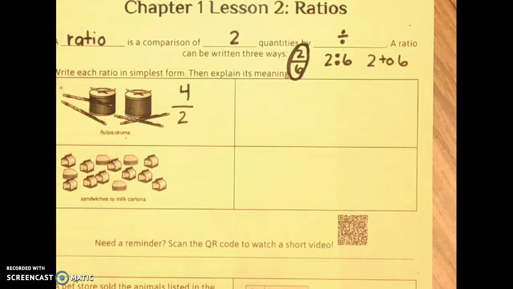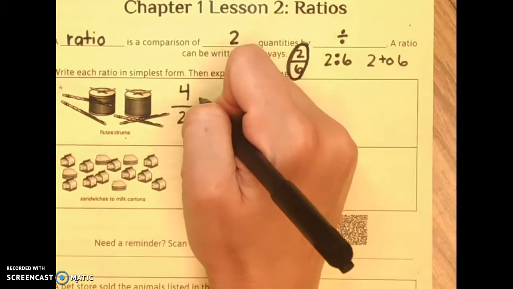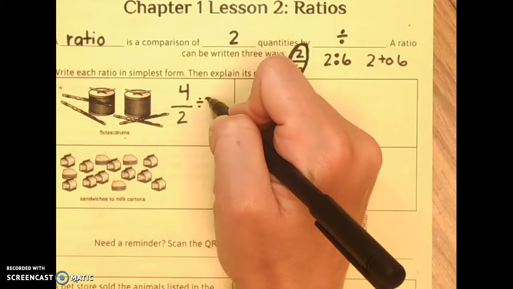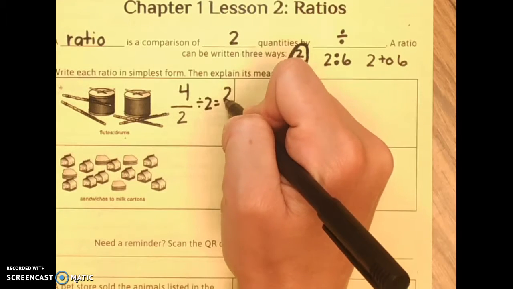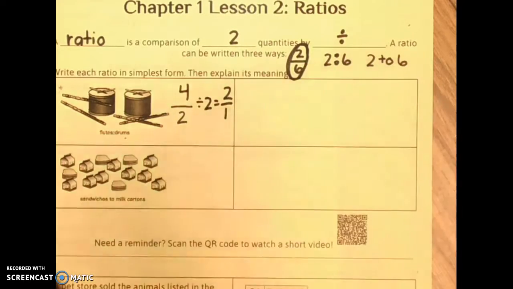What can we do to those numbers? Kaden. Two, and then we get 2/1, right? I know that's against everything that your teacher has always taught you to leave the one under it, but you just leave it like that as an improper fraction instead of changing it to two because it's a ratio. Now we have to explain its meaning. That means we have to write a sentence with it.